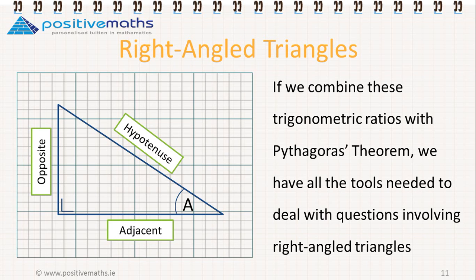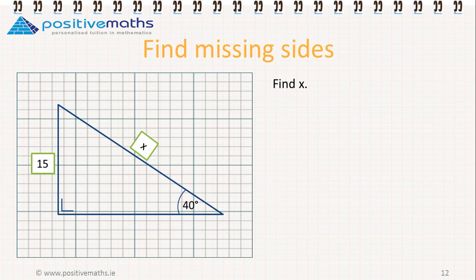So if we combine these trigonometric ratios with Pythagoras' theorem, we have all the tools needed to deal with a question involving right angle triangles. So we're going to look at questions that require us to find a missing side when we're given an angle and one of the other sides. So the first step is to label everything. We have our angle, which is 40 degrees. That means the 15 is the opposite side and x is the hypotenuse.